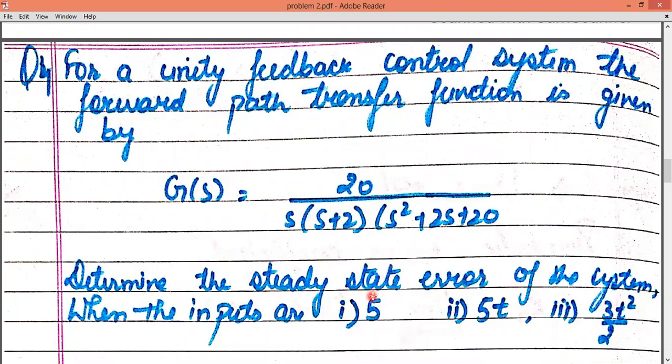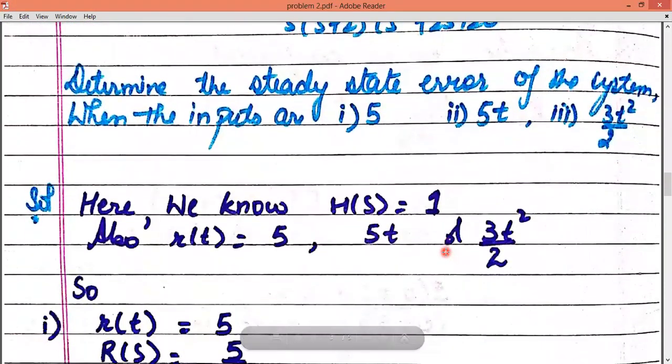So you can observe from here also that what we have given for inputs, we have given a unit step, unit ramp and parabolic signal. We can judge from here also. So let's start. We need to find first.